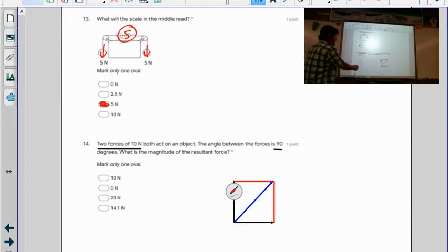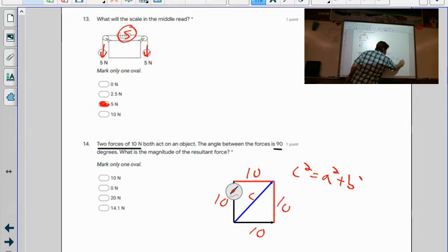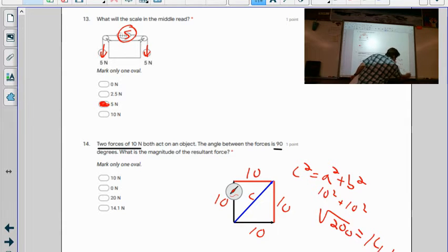Two forces are acting at 10 newtons. So we have 10 newtons here, 10 newtons here. It's asking what this resultant is. If we use our parallelogram rule, then all sides are going to be 10 newtons. The diagonal is going to be our c. So in other words, c squared equals a squared plus b squared. We have 10 squared plus 10 squared, which is 100 plus 100. We take the square root of 200 and we get 14.14. So 14.1 newtons would be your answer.